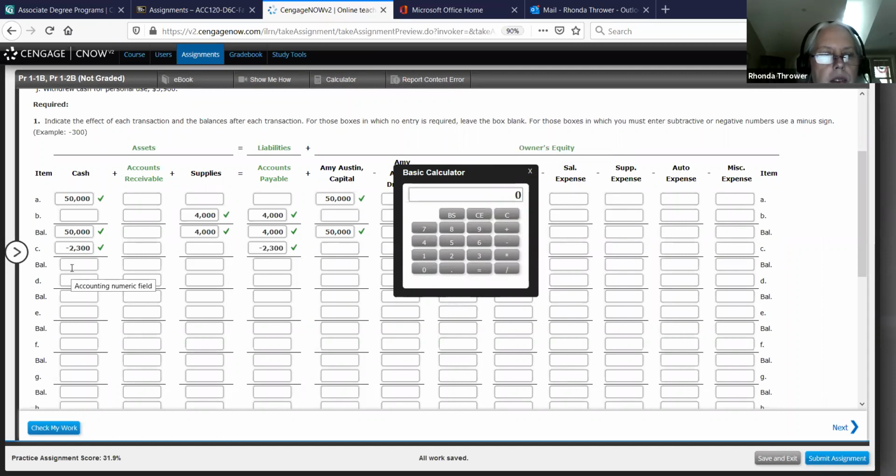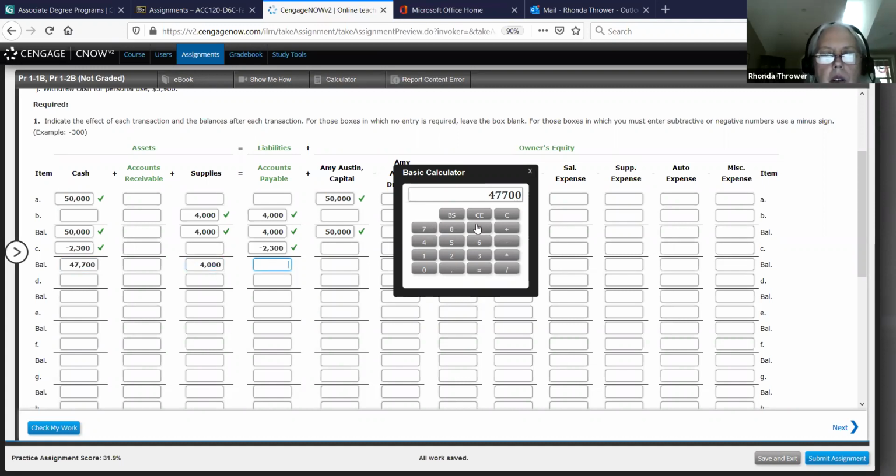recording the balances after transaction C. If we had $50,000 in cash and we spent $2,300 of that cash, what we have is a remaining balance here of $47,700. I didn't do anything to accounts receivable, so I'm going to skip over here to supplies. Notice supplies was not affected, so you just bring the balance down.